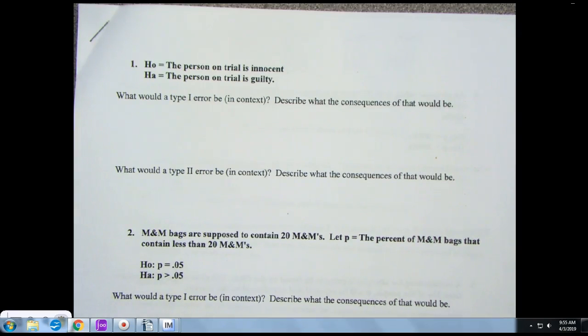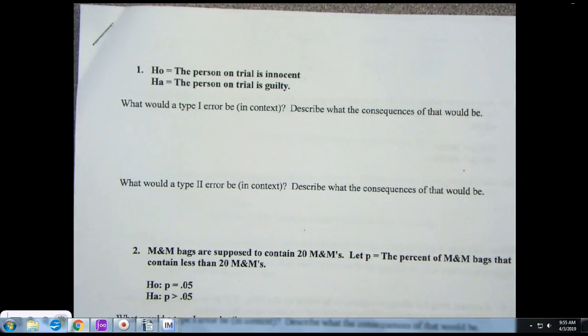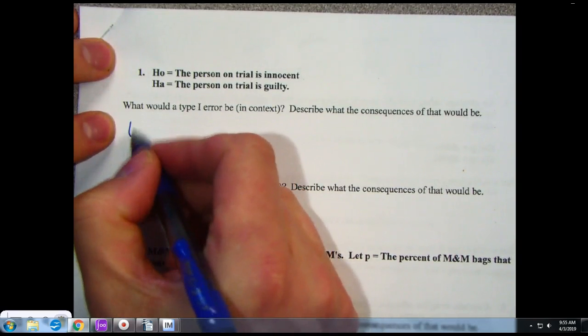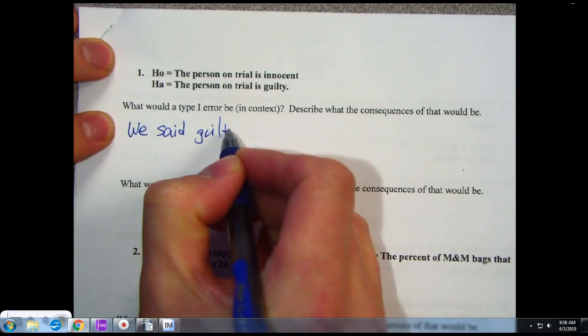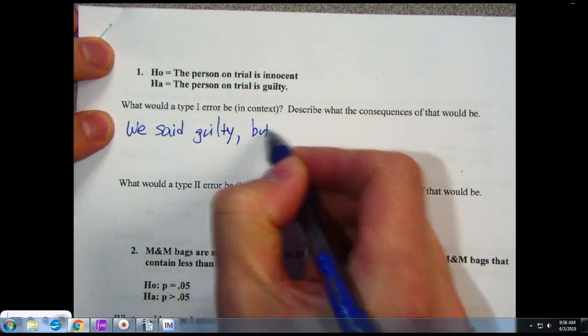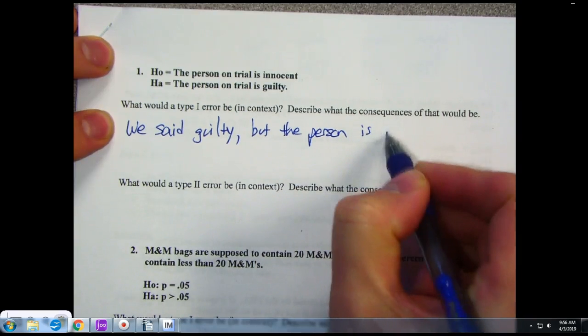So if we look at it this way, a type 1 error is we said HA, but it's really H0. So we said guilty, but the person is innocent.